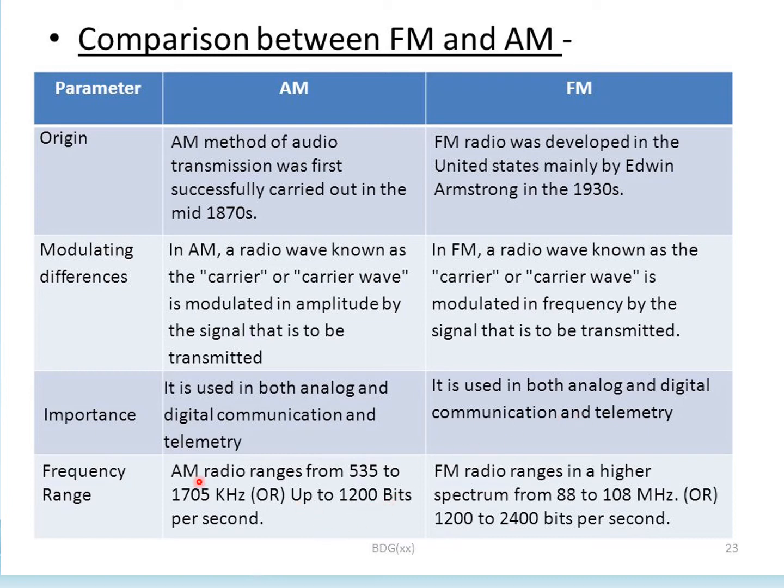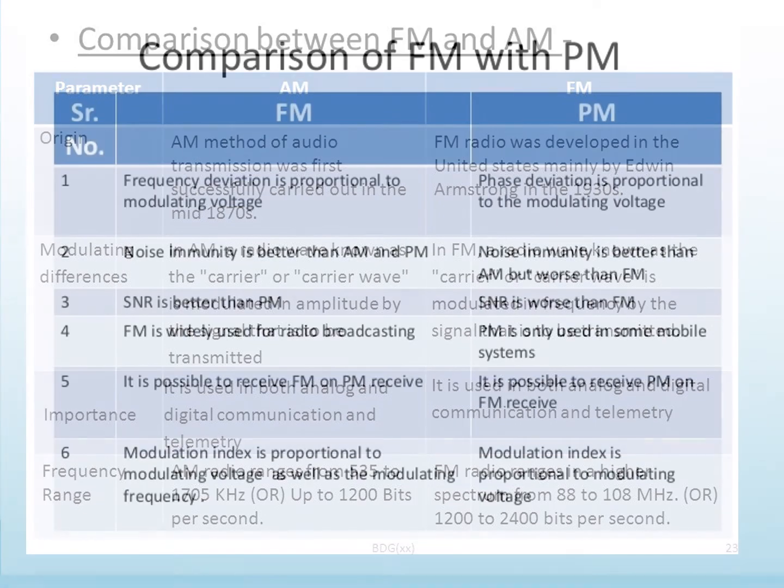The frequency range of AM is for the radio range lying between 535 to 1705 kilohertz, and it can transmit up to 1200 bits per second. That is going to be the data rate. Whereas FM has a higher radio spectrum from 88 to 108 megahertz, and you are able to transmit data at a rate of 1200 to 2400 bits per second. So this is a few comparisons.